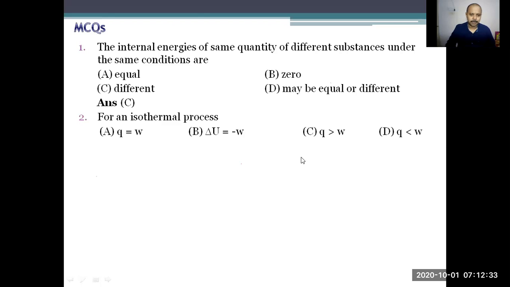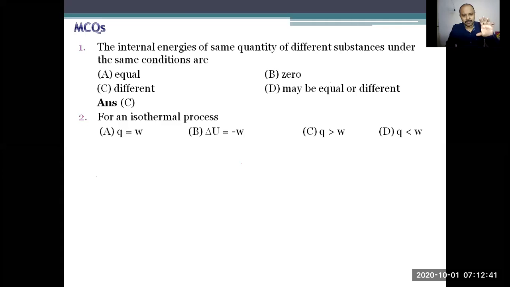For an isothermal process, what is correct? To begin with, these are all questions from the thermodynamics part, which has system, surroundings, intensive, extensive, and adiabatic processes, isothermal process, work done during all those processes. And then we'll go to thermochemistry, right? So for an isothermal process, what is the correct statement? This is based on the first law.